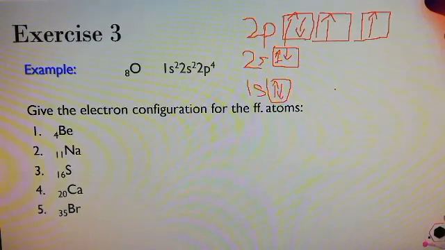Okay? So, on exercise number 3, give the electron configuration for the following atoms. So, you would do this and also this one, the simplified electron configuration and the orbital diagram box. Okay?